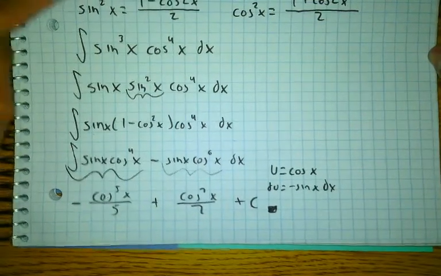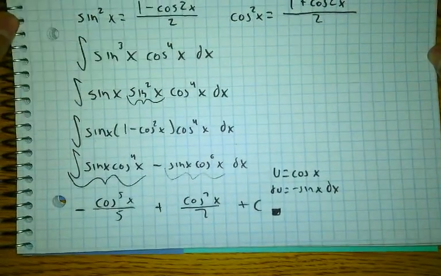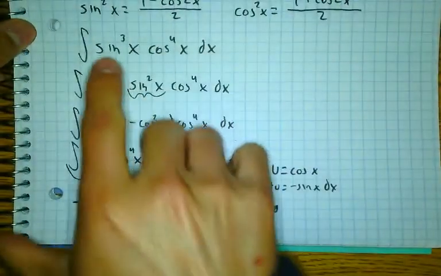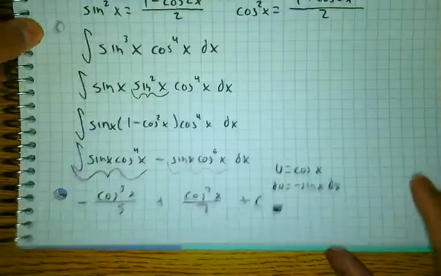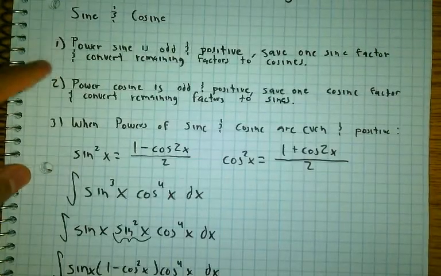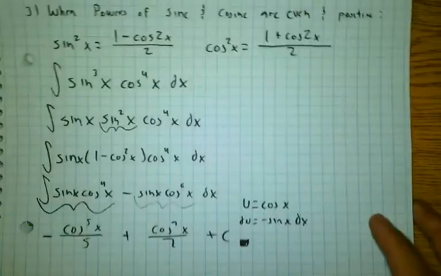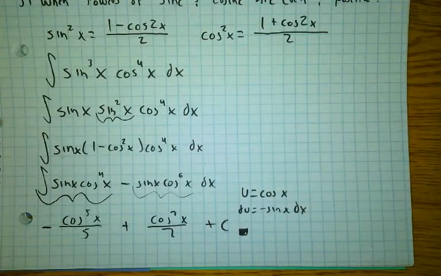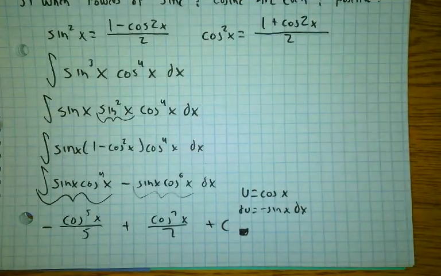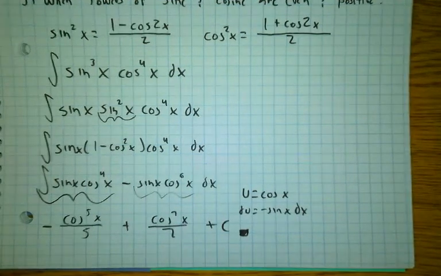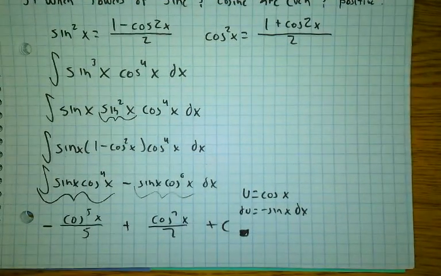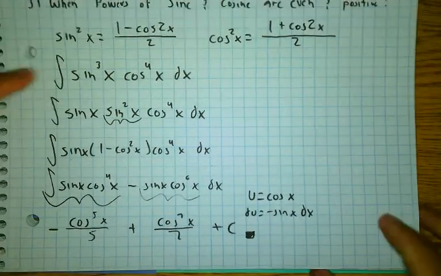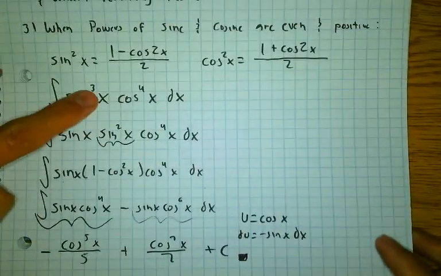Why did I pick the sine versus the cosine? Because that's a great question. So here's what happens. If you have an odd power, notice how the first rule and the second rule say that it's odd and positive. If you have an odd power and you keep one, that means the remainder are going to be an even power. And trigonometric identities, the Pythagorean identities, are dealing with even powers. So that's why we're going to be able to rewrite it. That's the reason why I chose the sine, because the sine had an odd power.